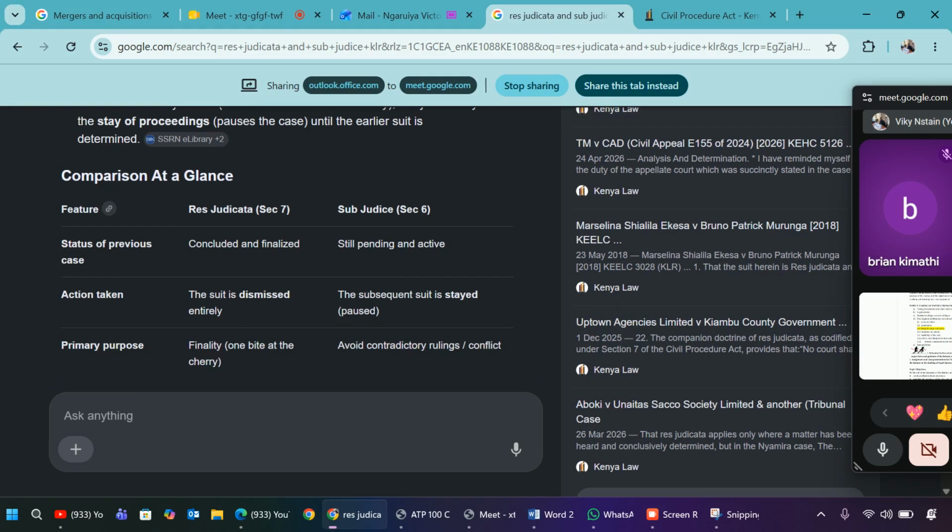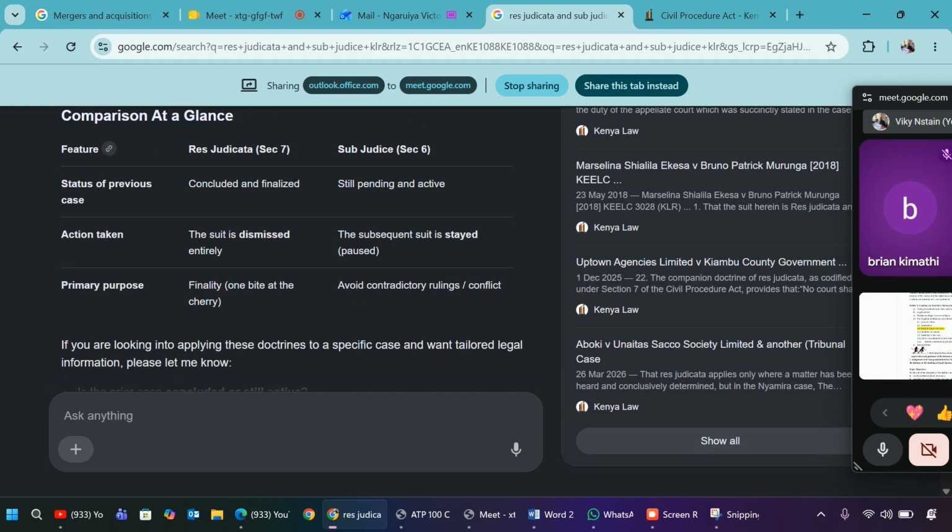So what are the comparisons at a glance between the two? You can be told by the panel. Can you give us 3 differences between res judicata and sub judice? So status and previous case, that is 1. In res judicata, the previous case was concluded and finalized. In sub judice, it is still pending and active. And action taken in res judicata is that the suit is dismissed entirely, but in sub judice, the subsequent suit is stayed or paused so that the other one will take precedence.